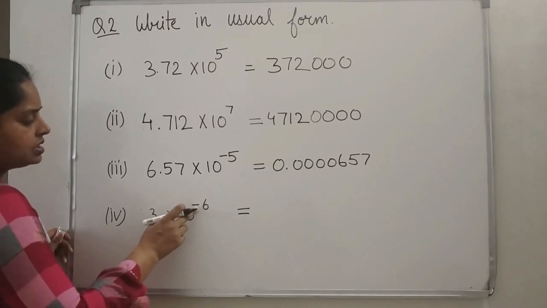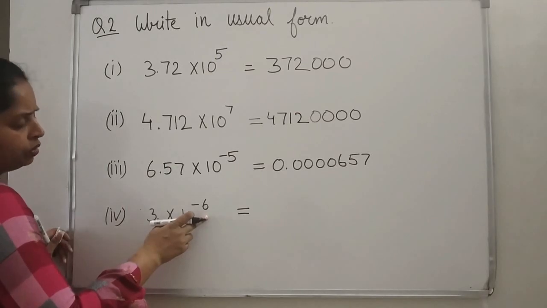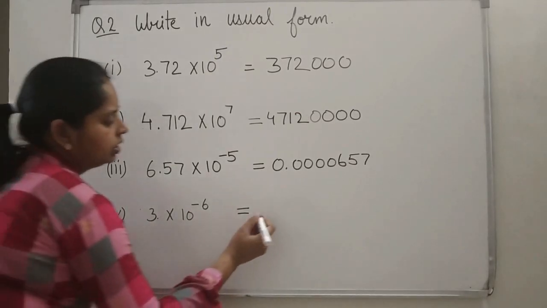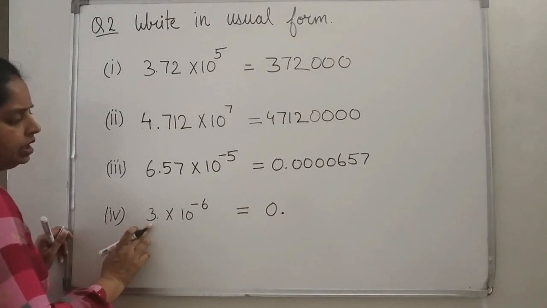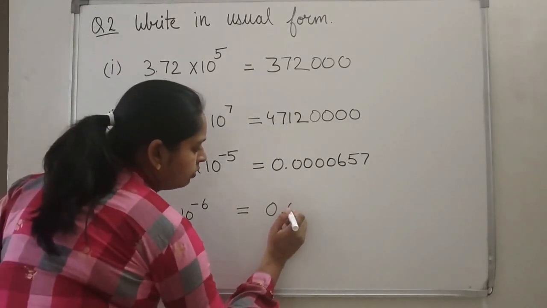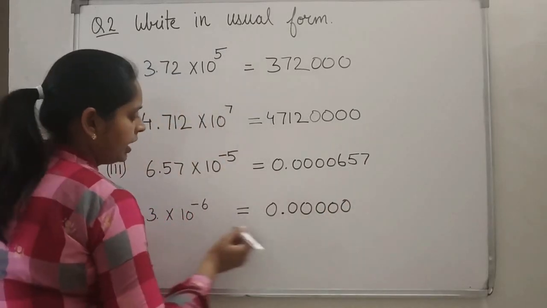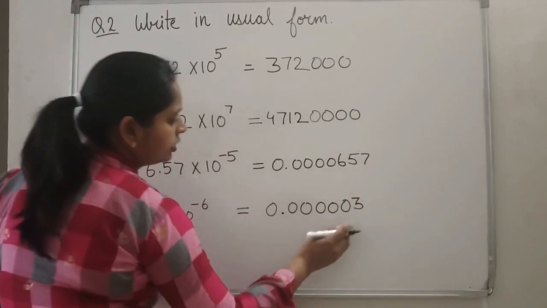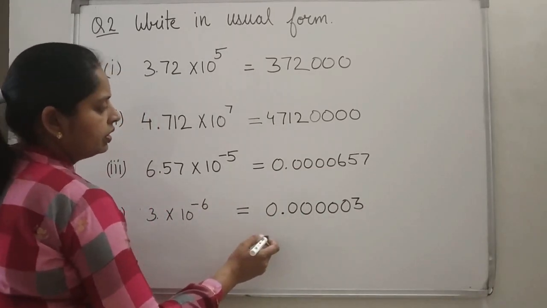But power is negative, so we have to go to the left hand side. And how many movements do we have to do? 6 movements. So 0 point. One digit is already 3, so 5 zeros we have to put. 1, 2, 3, 4, 5 zeros and 3. So we have done a total of 6 movements of the decimal. So this will be your answer.